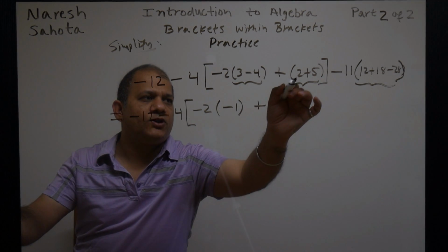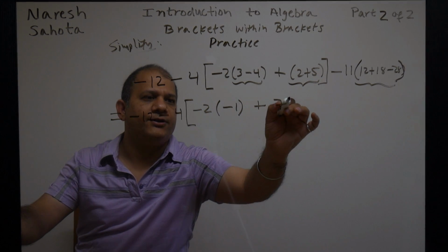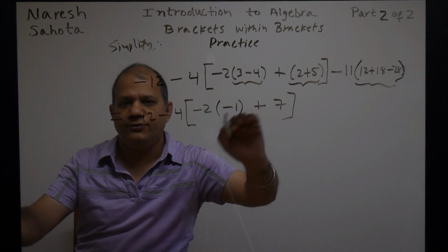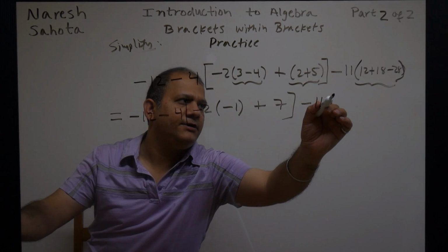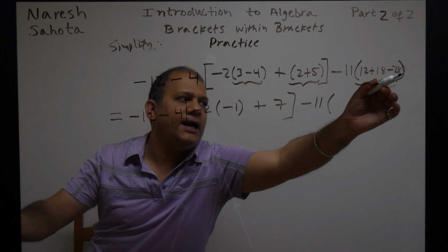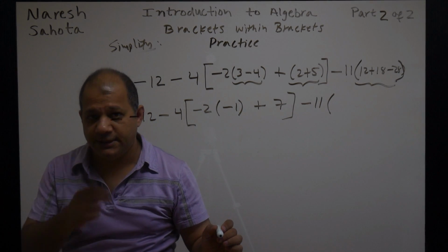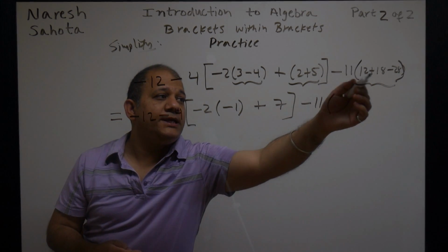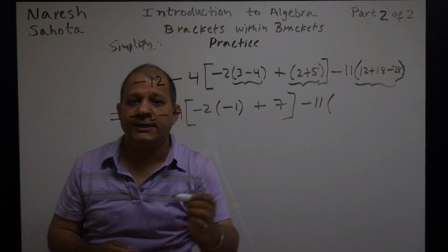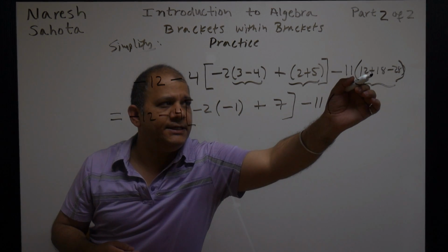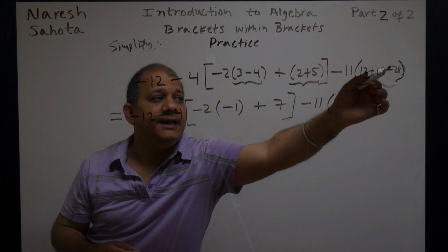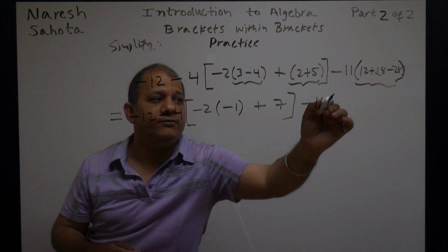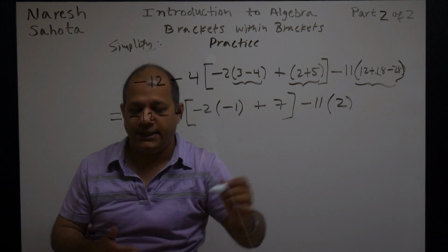So plus 2 plus 5 is 7. So there you go, parentheses removed here. And now the next step, minus 11 times, so here we have 3 numbers inside the parentheses. We can add them, right? So 18 take away 28 is going to give me negative 10. Negative 10 plus 12 is 2, right?